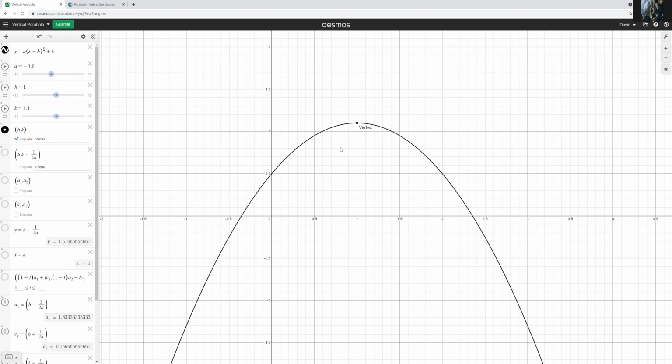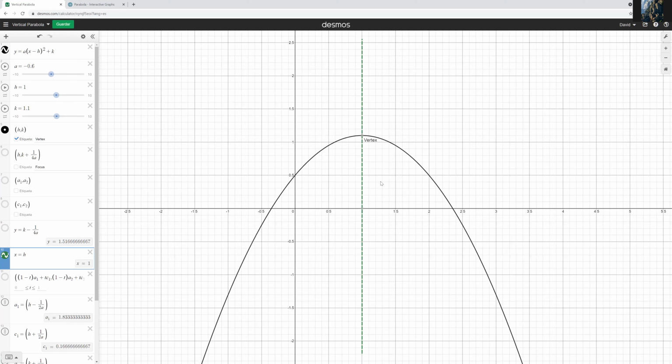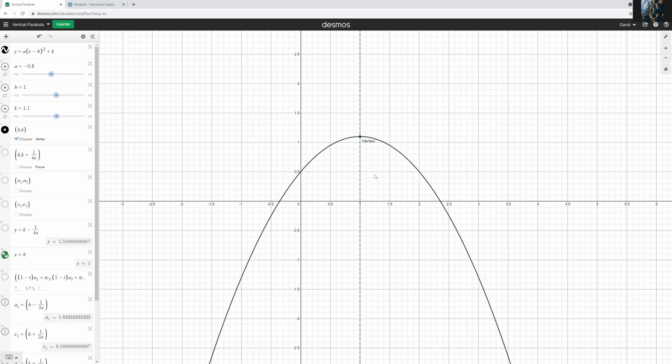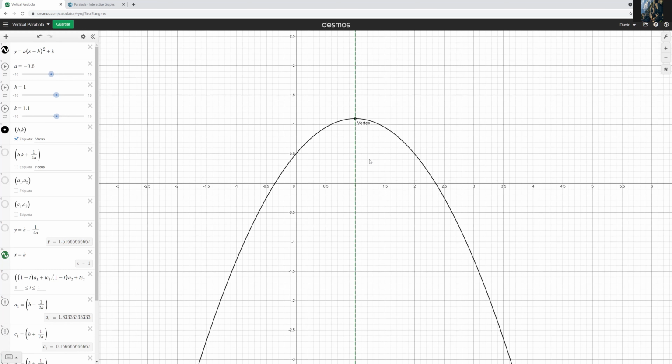And then we have the axis of symmetry. The axis of symmetry is this green dashed line. And if you see, it cuts the parabola exactly in half. So it works very much like a mirror on both sides.